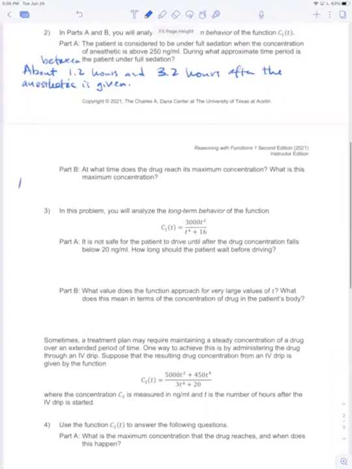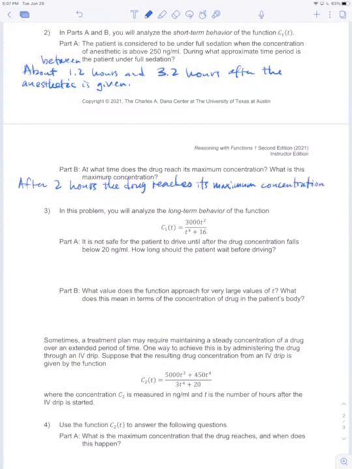After 2 hours, the drug reaches its maximum concentration, and that maximum concentration is, we said, 375.